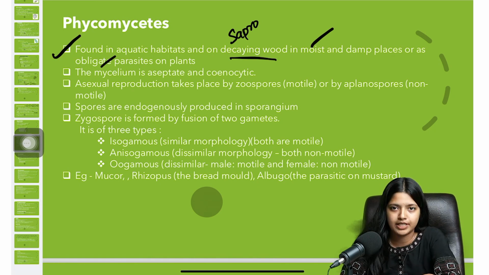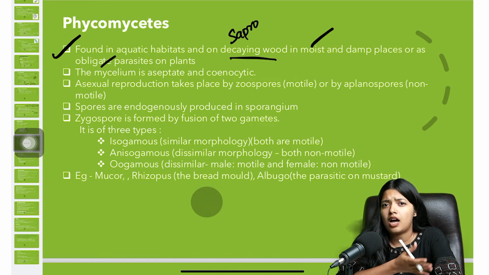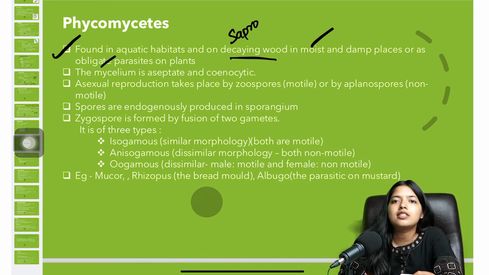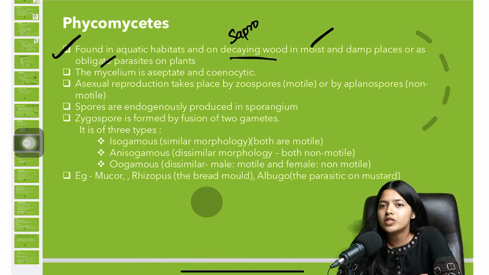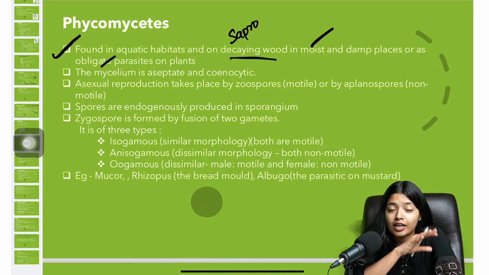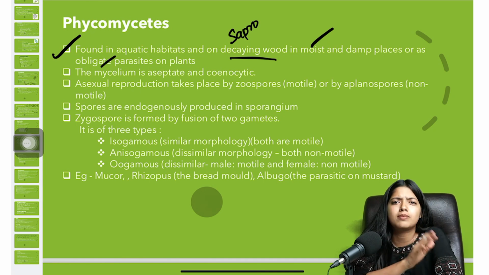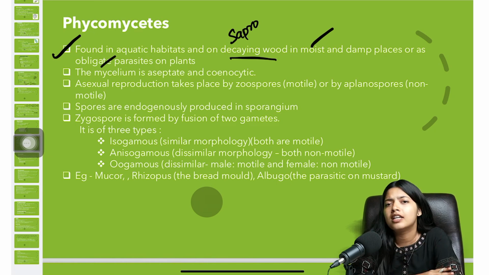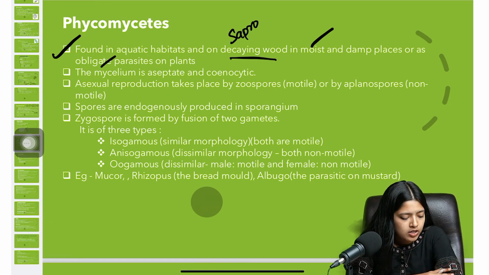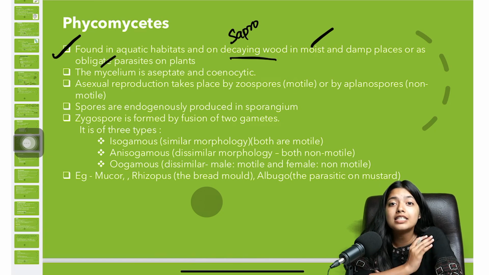So that's their habit. Now their structure: how their mycelium looks, whether it is septate or aseptate. Mycelium is aseptate and cenocytic. So there are no cross walls, no septa. Their hyphae look like a tube with continuous nuclei, and protoplasm is continuously filled inside the hyphae, with no cross walls between the protoplasm. So the mycelium is aseptate, there is no septa, and it is cenocytic.